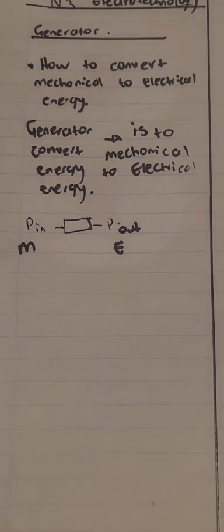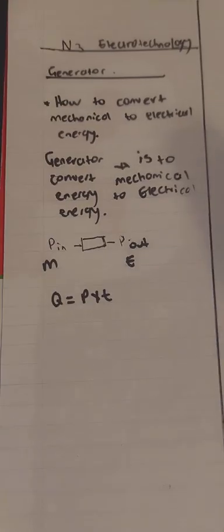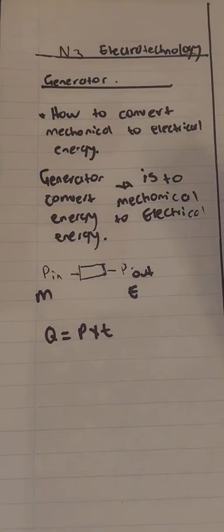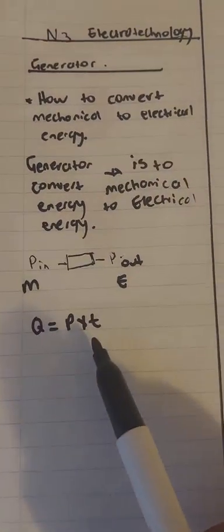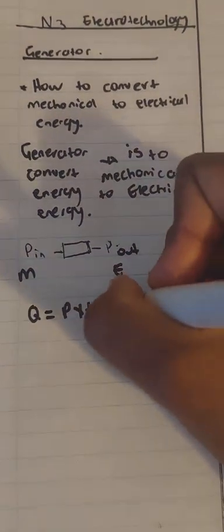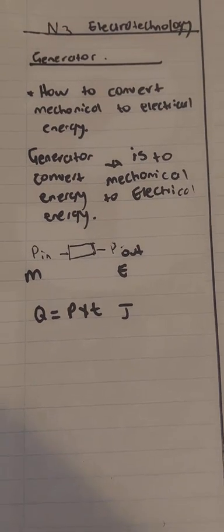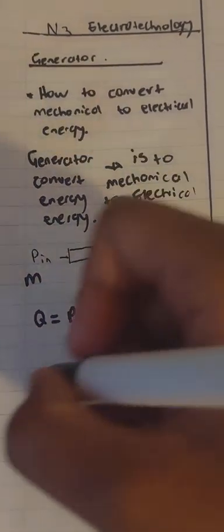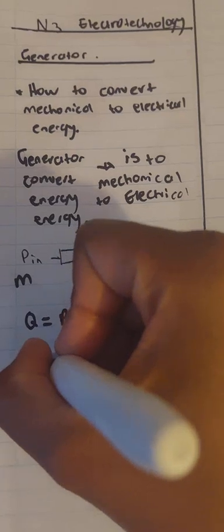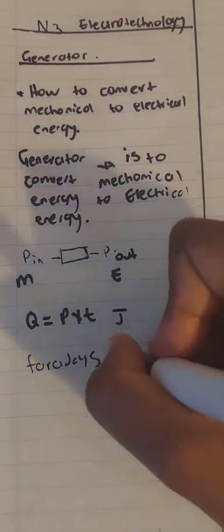And with this formula, remember that energy is equal to power times time, and energy is measured in joules. And to operate the generator, you have to know Faraday's law.